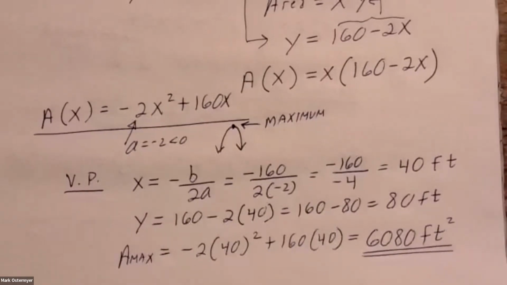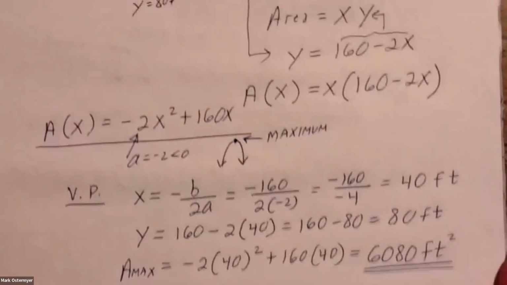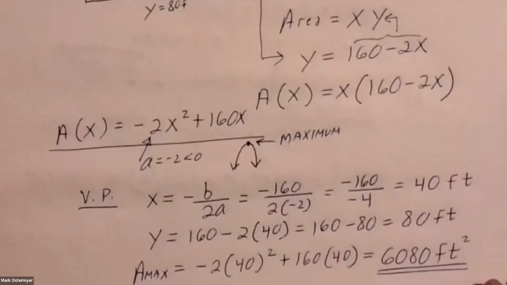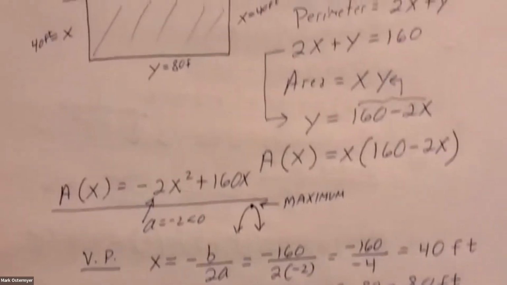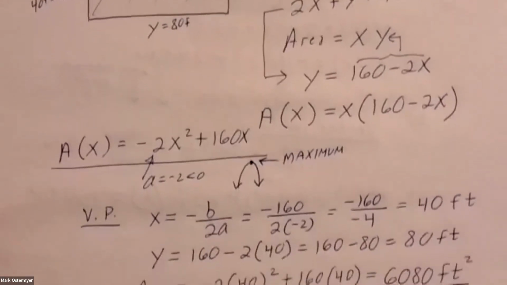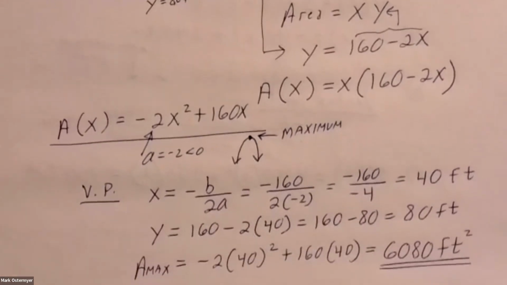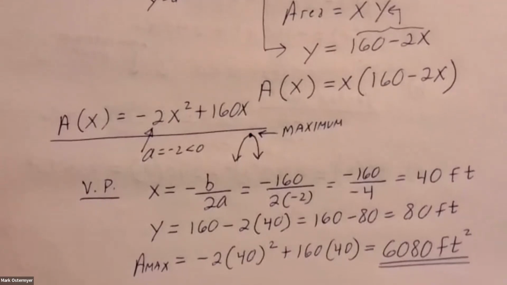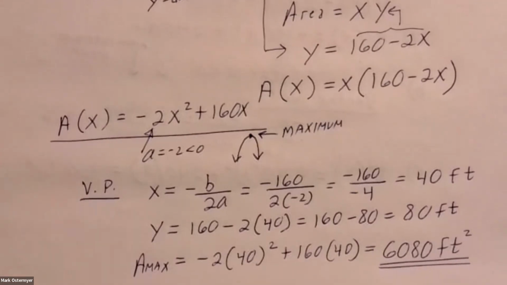Okay. And we're done with that problem. That would be the maximum enclosed area, 6,080 square feet in there. All right, so that's another classic problem involving the use of a quadratic function to help us maximize a quantity, in this case, the enclosed area. So that is number 53 there.